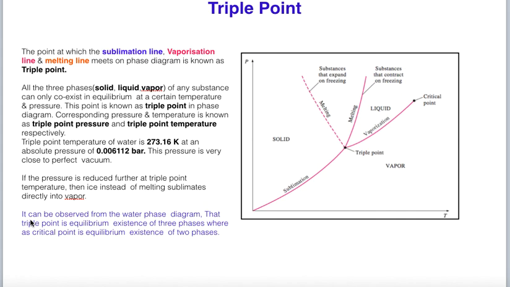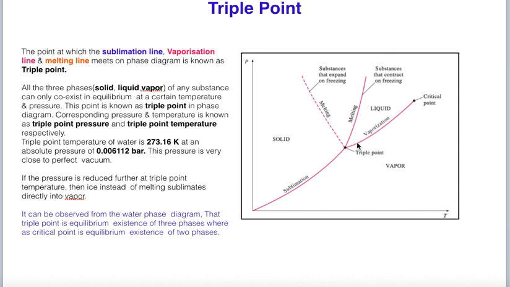So now this is the triple point concept. The point at which the sublimation line, vaporization line and melting line meet on a phase diagram is known as the triple point. So this is the PT curve. Here you can see this is the sublimation line, this is the vaporization line, this is the melting line. These lines are meeting at the triple point. This is called the triple point.